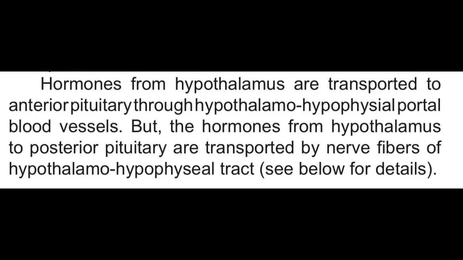The communication between the hypothalamus and the anterior pituitary gland is through the hypothalamo-hypophyseal blood vessels, which means signals from the hypothalamus take these vessels to reach the anterior pituitary cells. We call this the hypothalamo-hypophyseal blood vessel, or portal vessel. But for the posterior pituitary gland, it takes the hypothalamo-hypophyseal tract.